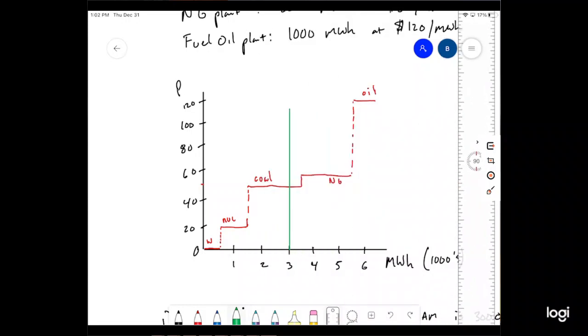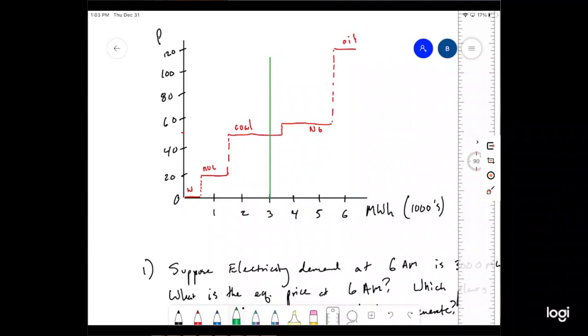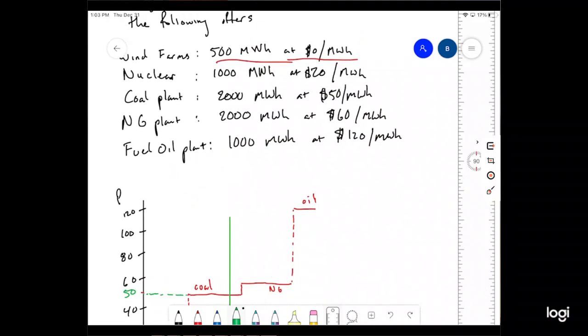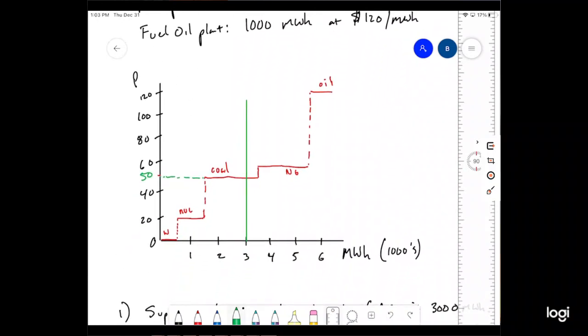What's our equilibrium price? Well, where does that demand curve intersect the aggregate supply function? It intersects it in the middle of the coal supply. So the equilibrium price at 6 a.m. is going to be $50. Let's make sure we had that right. Yep, coal is supplying at $50. So the equilibrium price at 6 a.m. is $50 per megawatt hour.